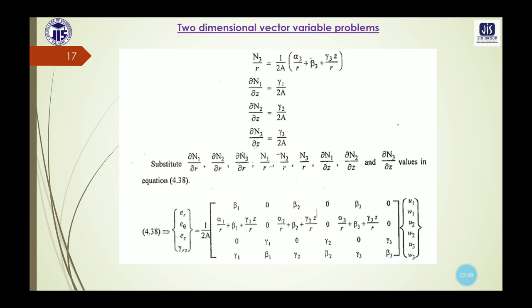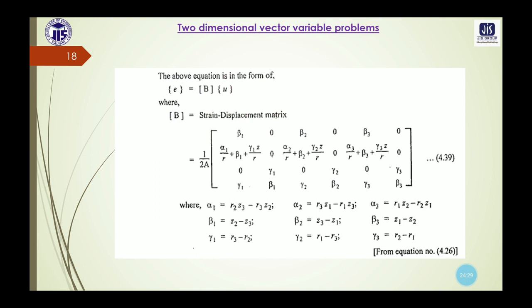Now if we substitute all these partial differentiation values in equation number 4.38, then we get this equation where the various kinds of stresses are on the left hand side of this matrix, and on the right hand side you can see 1 by twice a multiplied by a 3 by 6 matrix multiplied by a column matrix. Now the above equation is in the form of strain matrix equals B into U. So here this B is the strain displacement matrix.